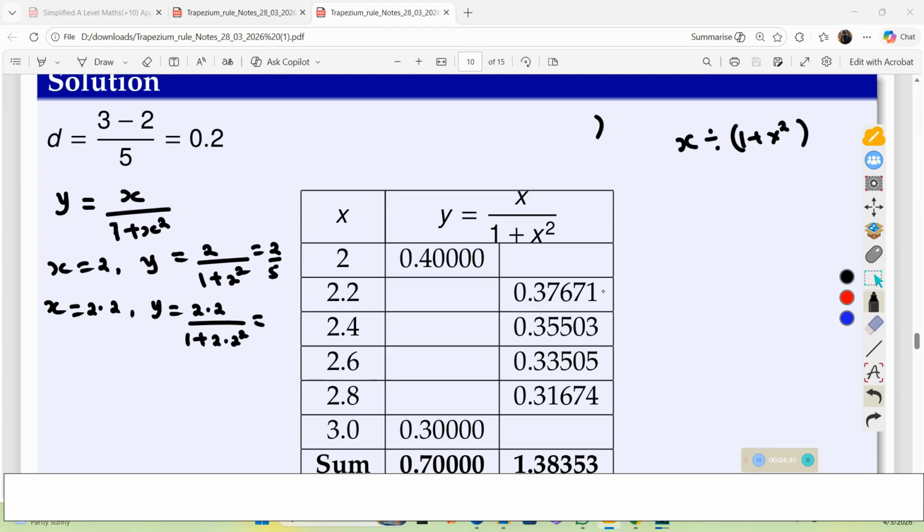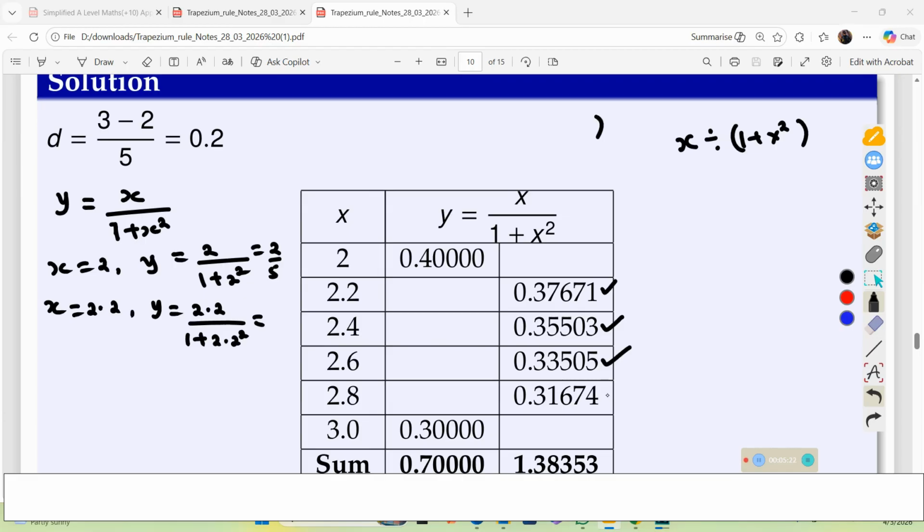So round it off to 5 decimal places, you get that. Put 2.4. When you put 2.4, you will get 0.35530029. So when you round it off, it will be 0.35503. So you will get that. Then next, put 2.6. When you put 2.6, it gives us 0.33505. You will get that to 5 decimal places.